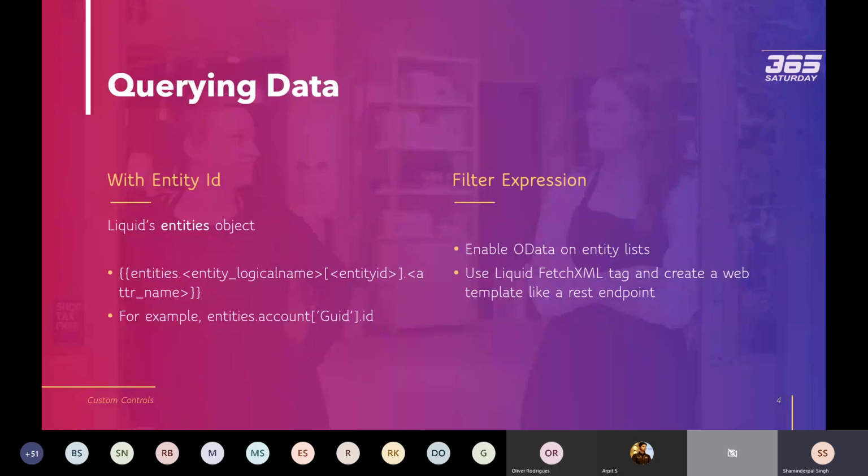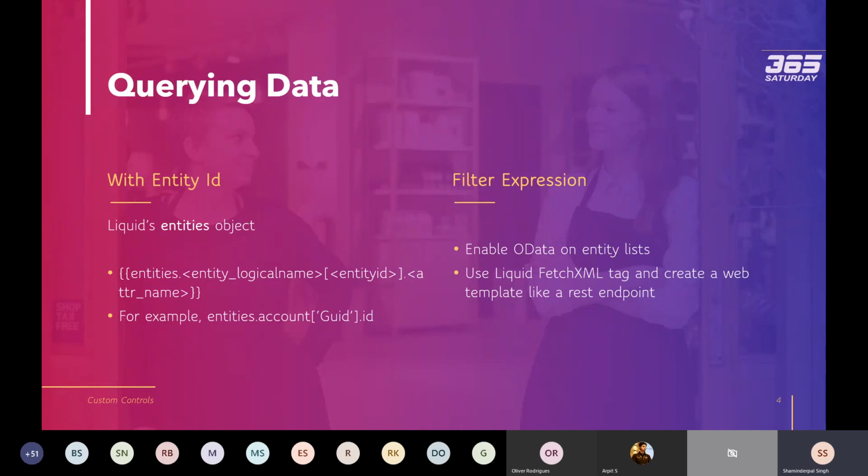Let's take a look at our first item, that is how we query data. This really depends on from where and how you are querying it. For example, if you are writing code in a web template and doing Liquid, and you already have access to the GUID, that is the primary entity ID of the record, then in order to reach any of the attributes within that entity, you can simply use the entities tag and provide the logical name of that entity with the GUID, and then you have access to that complete entity object set.